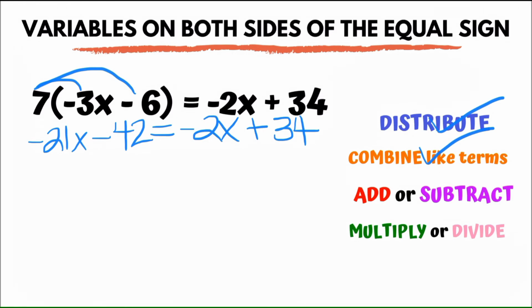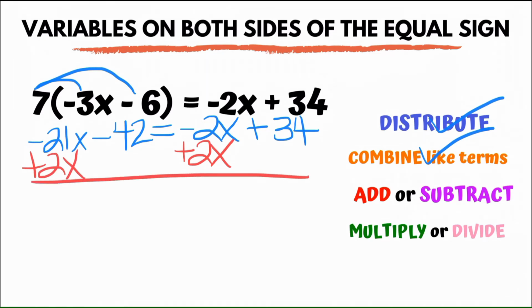Now I do need to get all my like terms on one side. Negative 2x and negative 21x all need to be on the same side. So I need to get all my x's on one side, and I like to move the x's to the left. You're probably wondering, does it matter what side? And the answer is no, it does not matter. However, I like my x's on the left because I want my answer to say x equals. So negative 21x plus 2x gives me negative 19x. And then I just bring everything down.